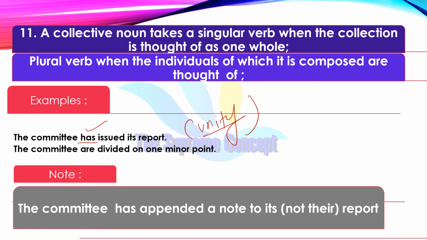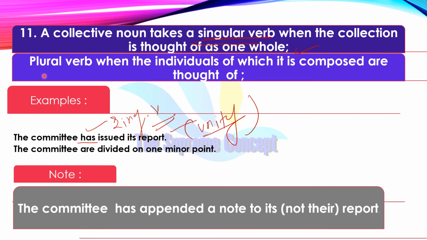Let us read the rule again. The collective noun takes a singular verb when the collection is thought of as one whole. Here the collection is thought of as one whole because the committee has issued its report. That means here the committee is working together, so they are united. That's why we used has, singular verb form.